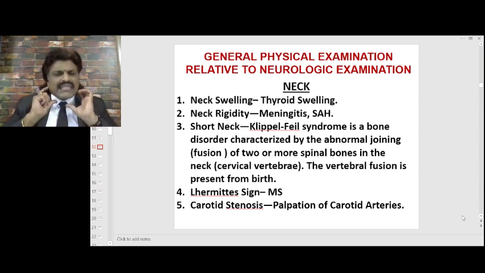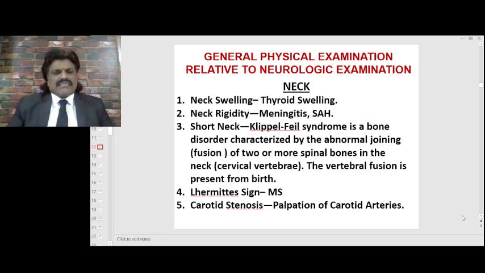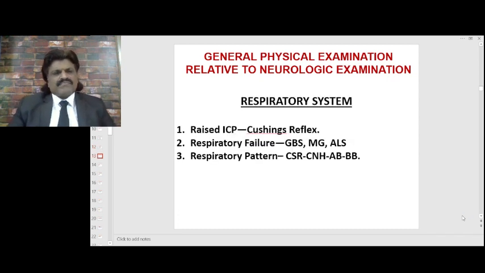Then neck, we have to check the Lhermitte sign. A flexion of the neck causes electric shock-like sensation going down the spine because of the posterior column involvement, like multiple sclerosis, or in aged people it could be cervical spondylosis. We have to palpate the carotid arteries and look for carotid stenosis, and auscultate also for bruit.